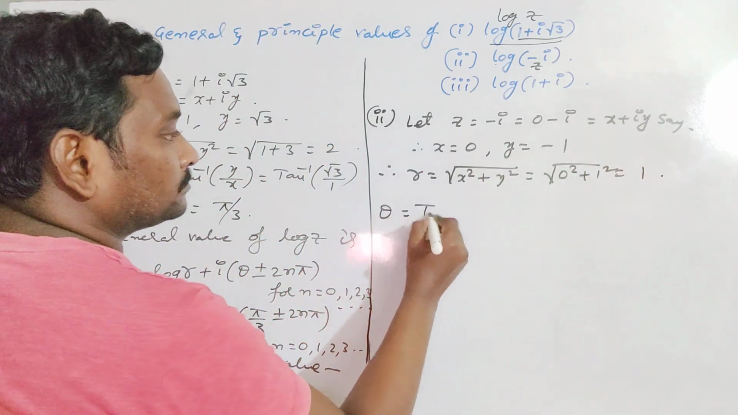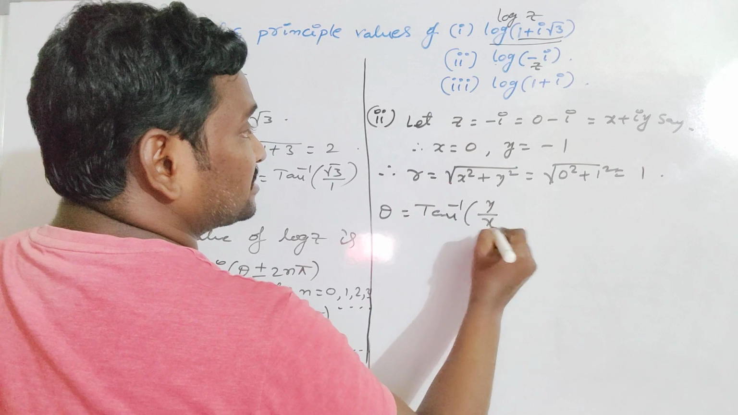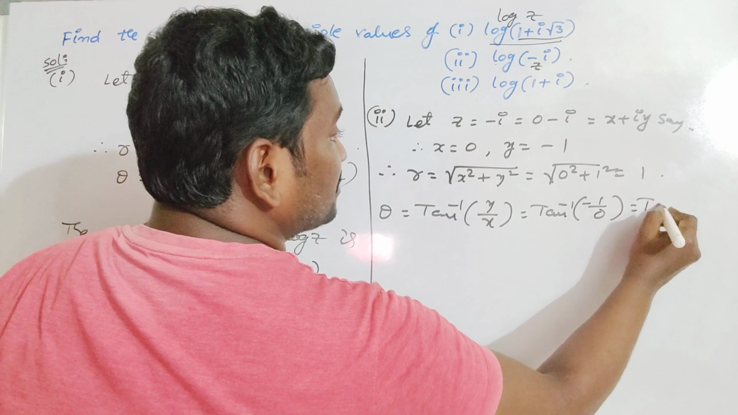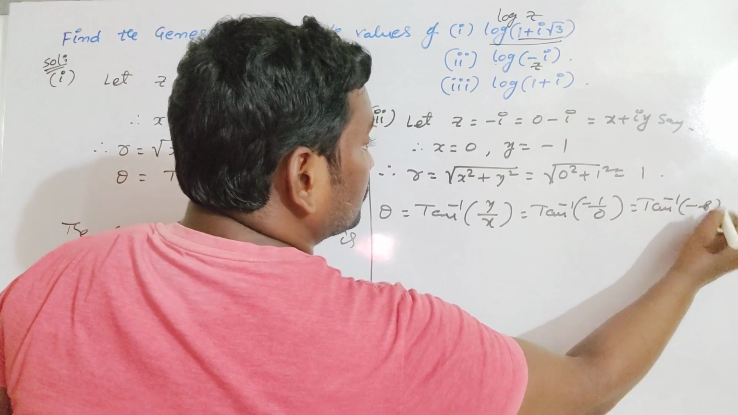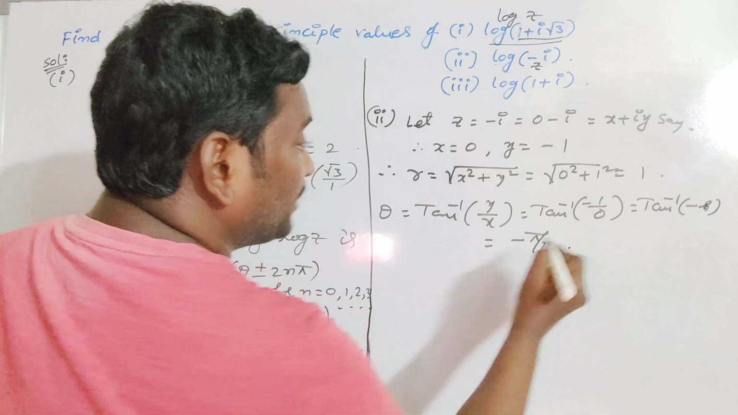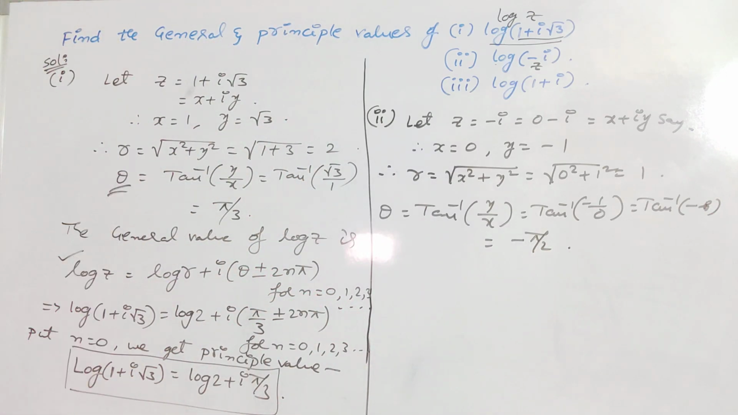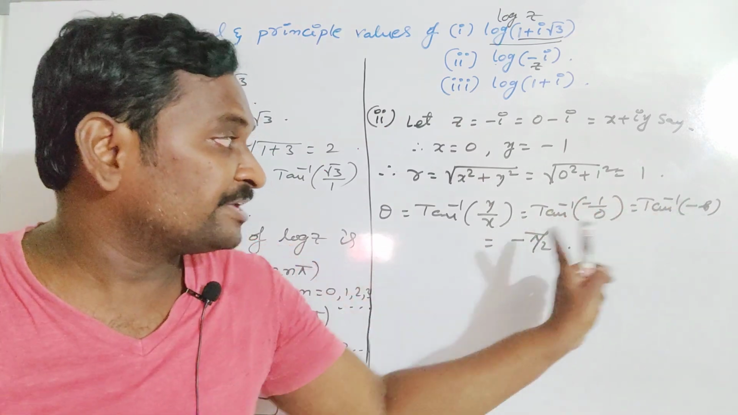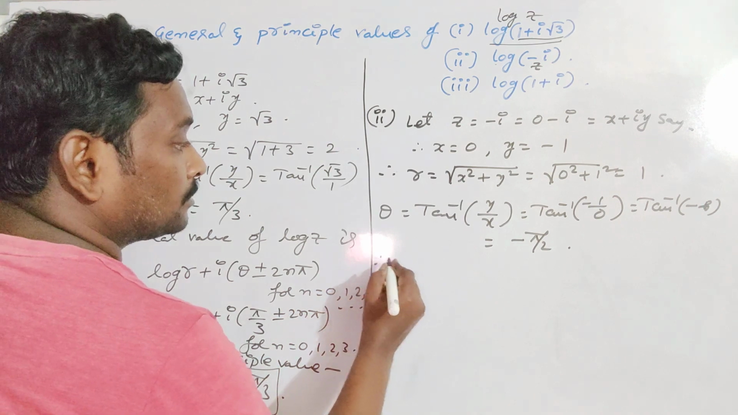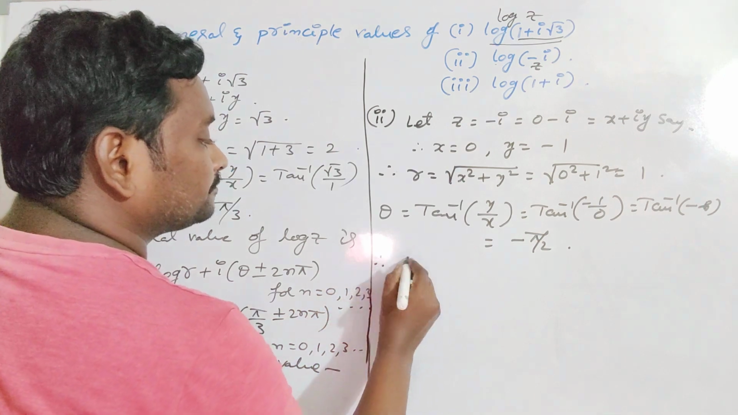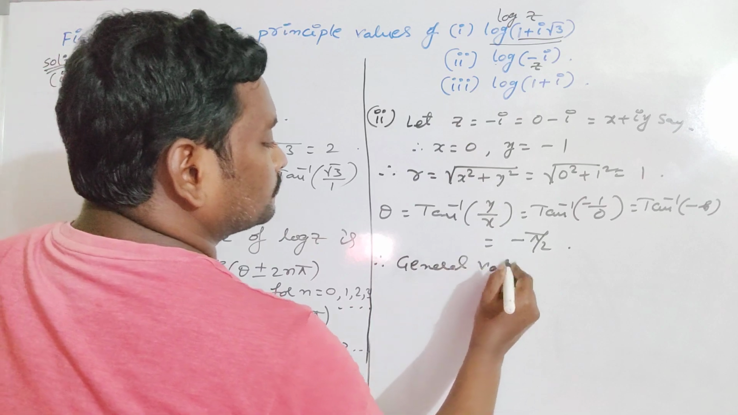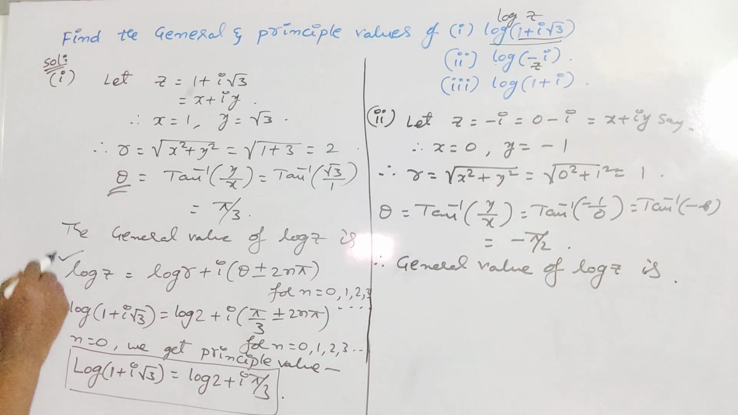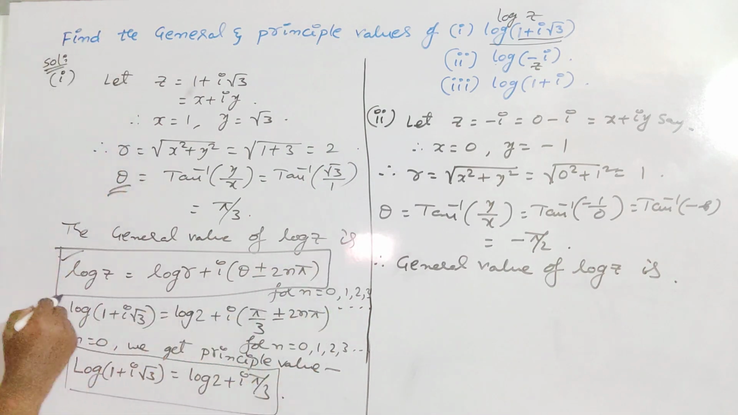And what about theta? Tan inverse of y by x. So tan inverse of minus 1 by 0, it would be tan inverse of minus infinity. I will take it is negative pi by 2 because here theta always lies between minus pi to plus pi only. That's why I am taking tan inverse of minus infinity as minus pi by 2. So what is the formula for general value? Value of log z is, already I wrote the general formula here. You can write once again.